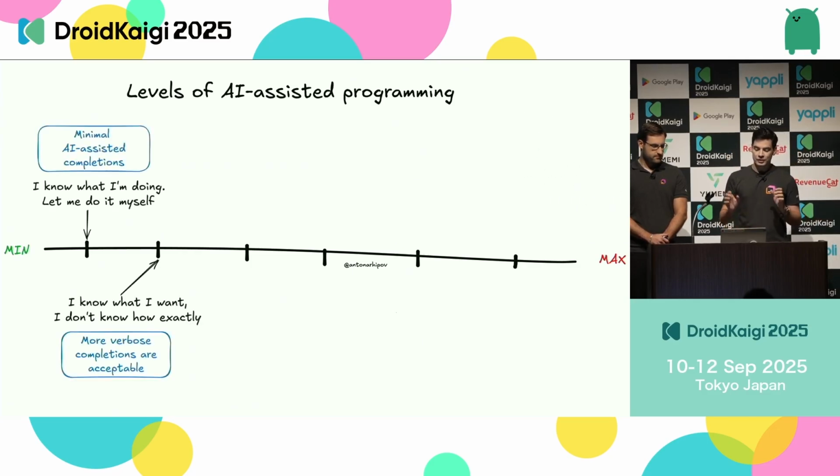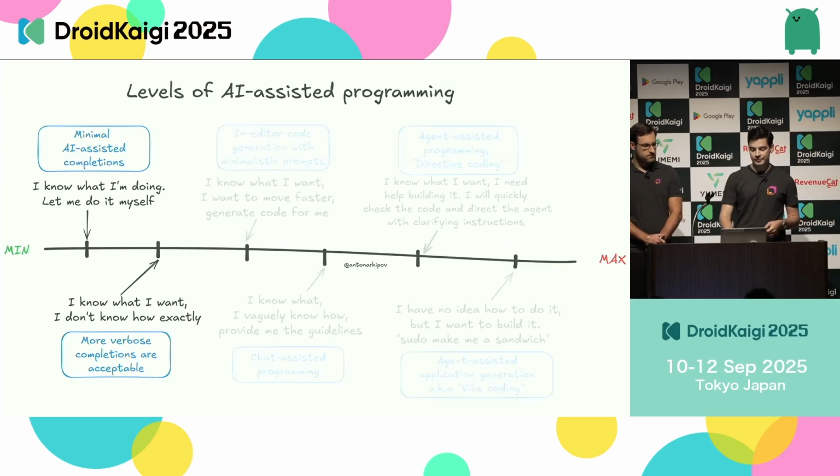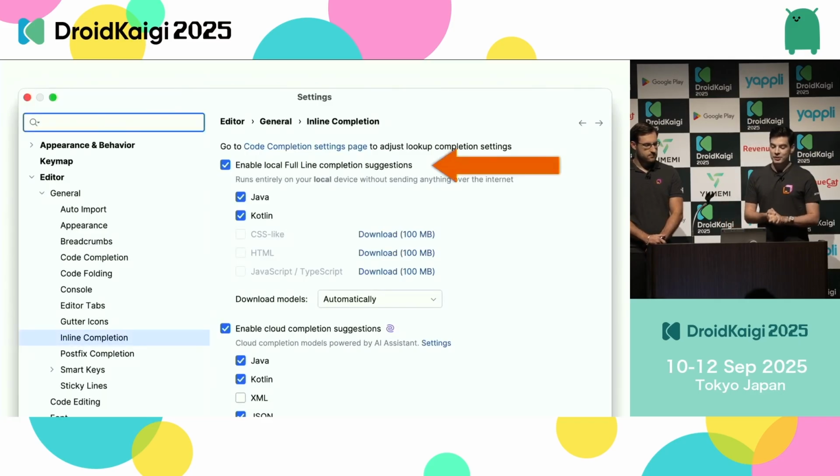So, on the minimal end, we have AI assistants like code completions. You can use these when you know what you want to build and you know how to write the code. You just want to write it a bit faster. Even within completions, it is a scale. You might want minimal completions for just the next few words, or maybe you want several lines of completion all at once.